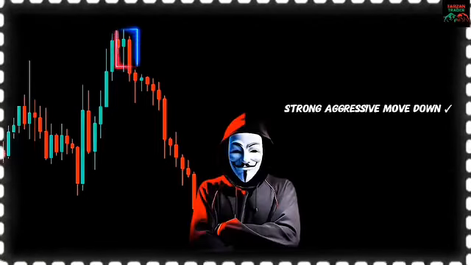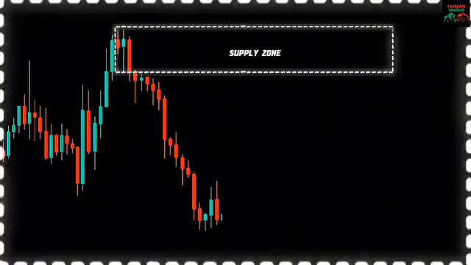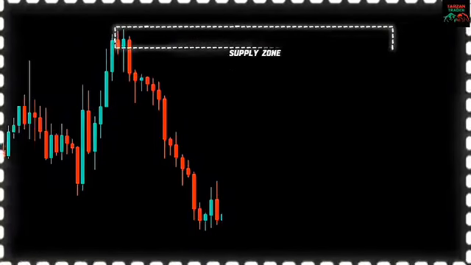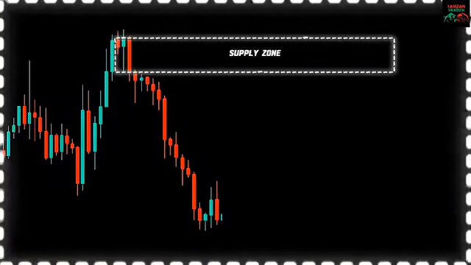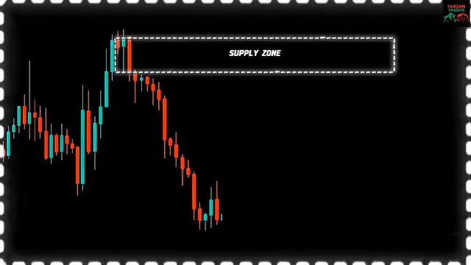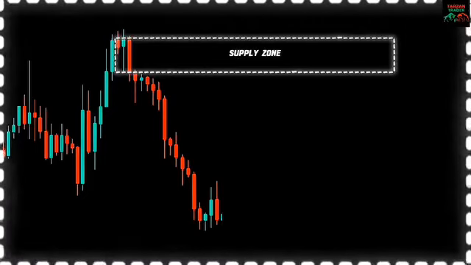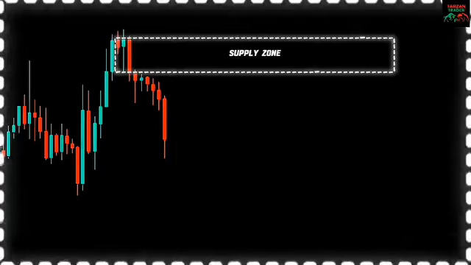That candle is not random. That candle is where smart money filled their sell orders. And that is the candle we use to mark the zone. So what do we mark? We take the high of that last bullish candle and the low of the same candle. And that becomes our supply zone. You can draw it wick to body or body to wick, depending on your style. But the idea is simple. We're marking the exact price range where the sellers entered the market.